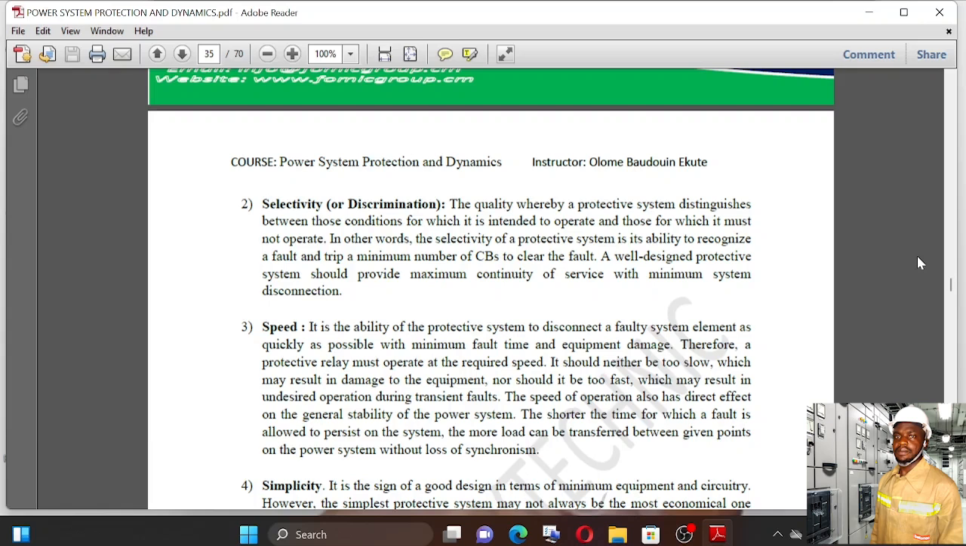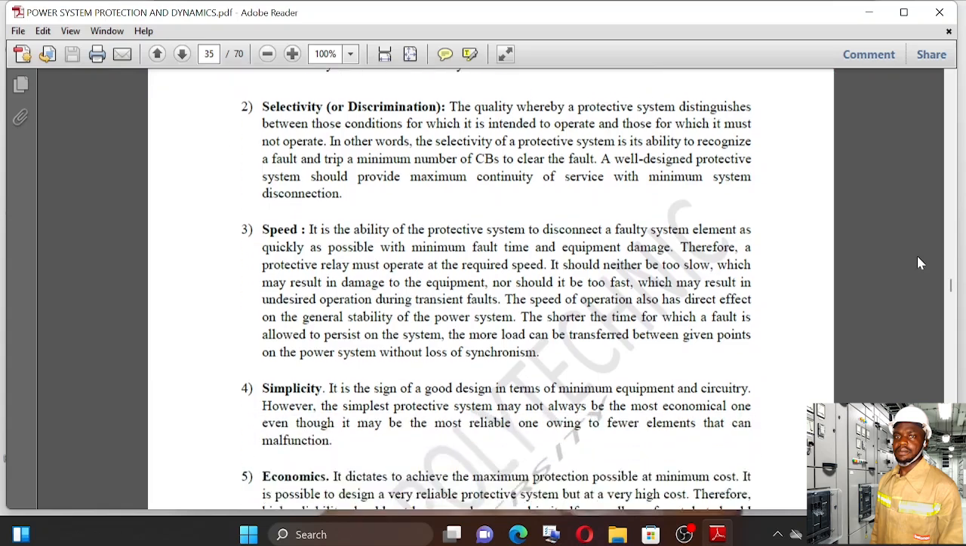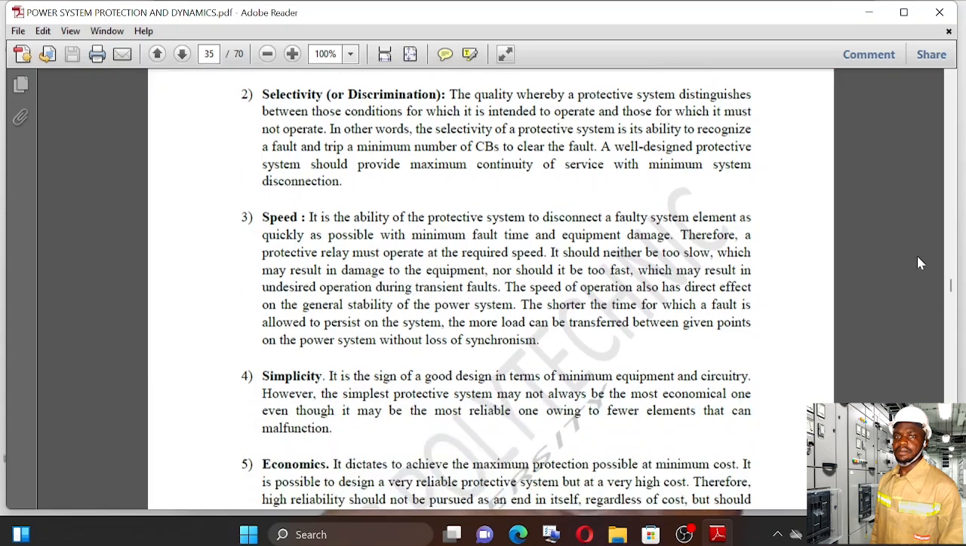Then selectivity has to do with the protective scheme being able to recognize a fault and trip with a minimum number of circuit breakers to clear the fault. So that's the aspect of selectivity. Then speed has to do with the time of response. The protection system should not be too slow to react or too fast to react.